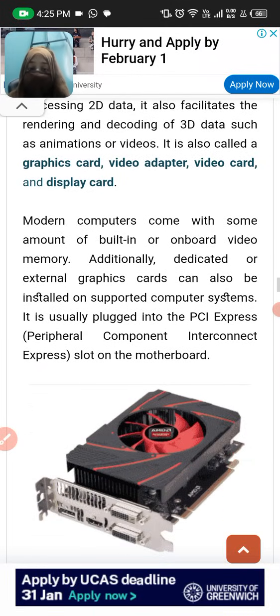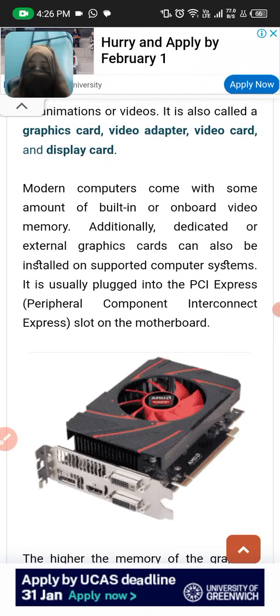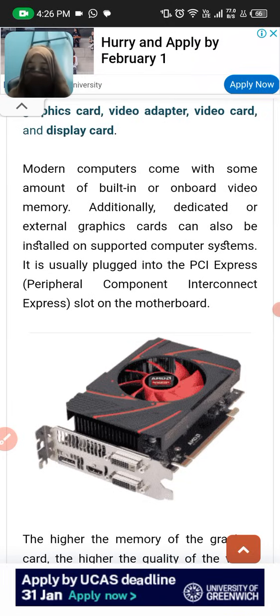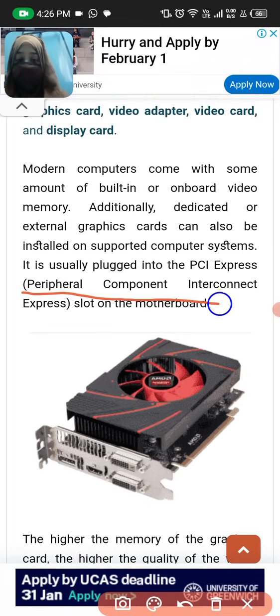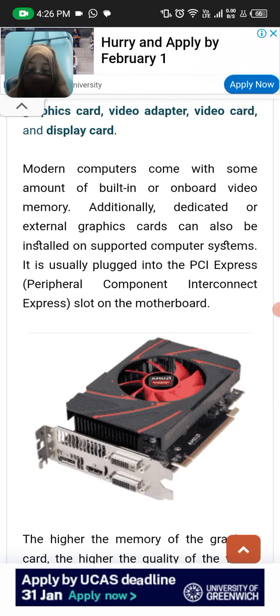Modern computers come with some amount of built-in or onboard video memory. Additionally, dedicated or external graphics cards can also be installed on supported computer systems. It is usually plugged into the PCI Express, which stands for Peripheral Component Interconnect Express, slot on the motherboard. Here is the image in front of you. This is showing the GPU of the computer.